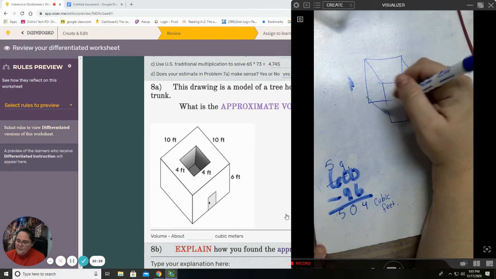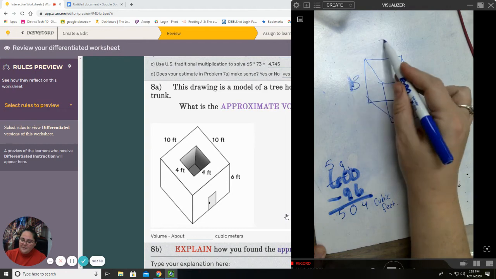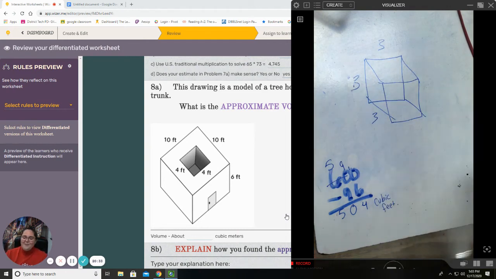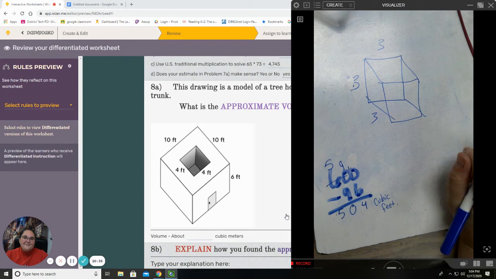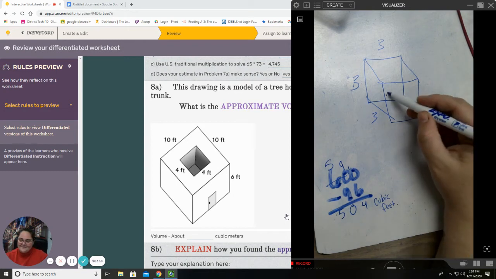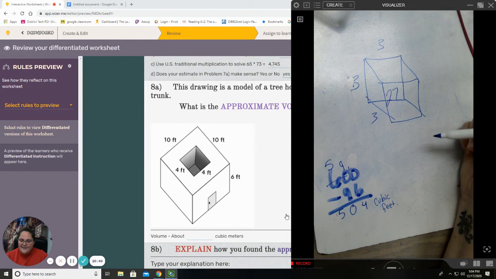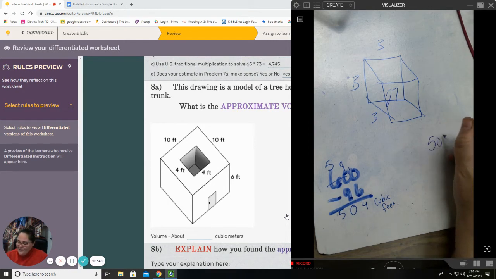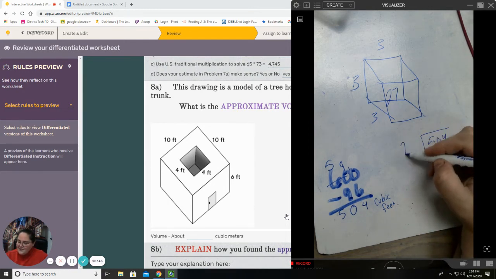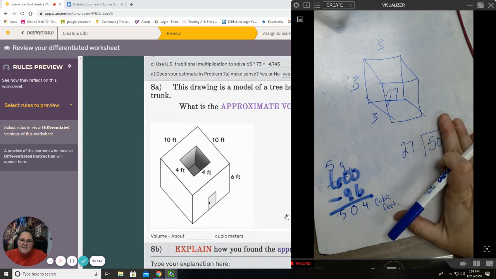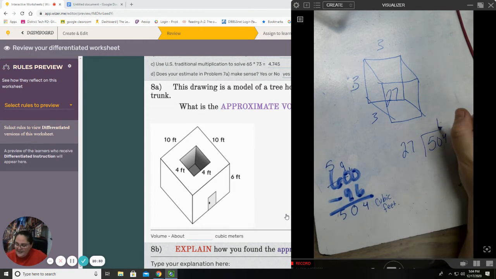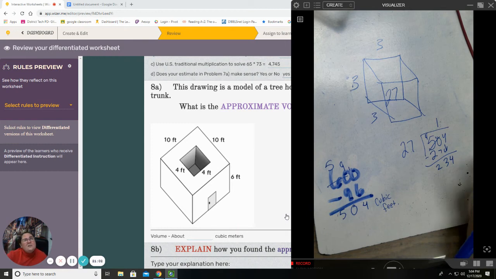If this is 1 cubic meter, 3 by 3 by 3, how many feet are in 1 cubic meter? So now we're going to do 504 divided by 27. 27 goes into 50 one time. 27 goes into 234. Let's see. 27 is close to 30.